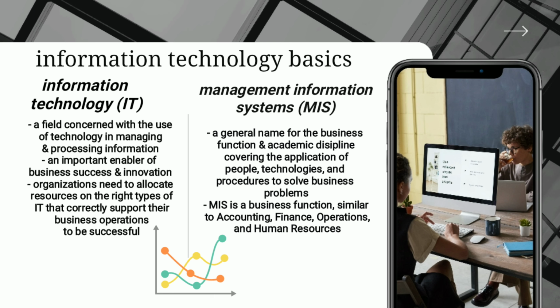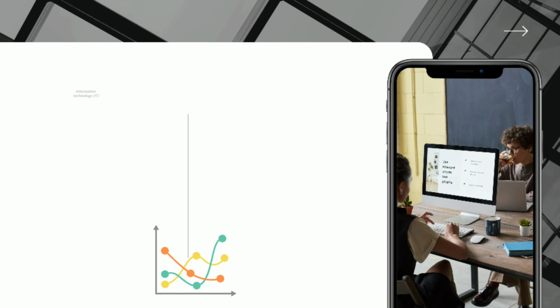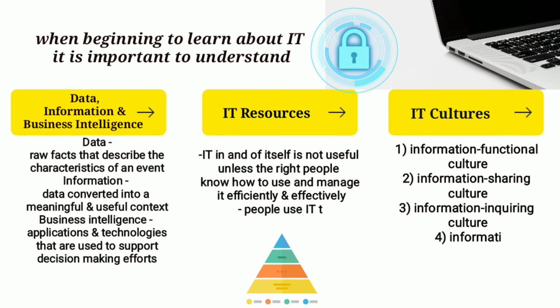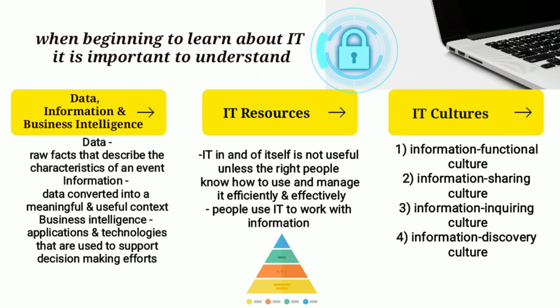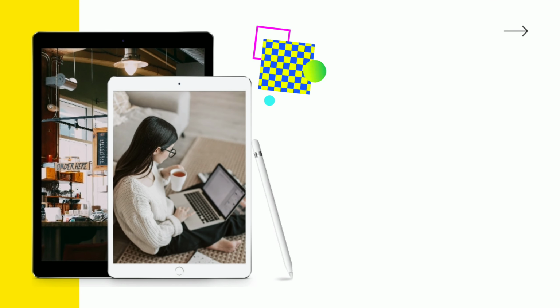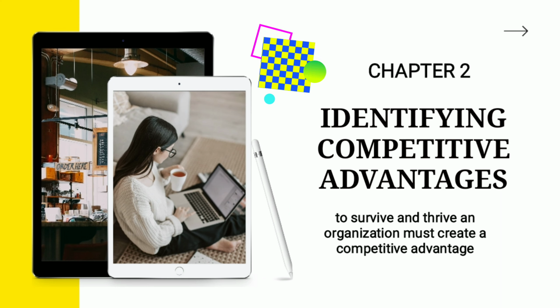IT is a field concerned with the use of technology in managing and processing information. Furthermore, MIS is a general name for the business function and academic discipline covering the application of people, technologies, and procedures to solve business problems. When beginning to learn about IT, it is important to understand data, information, and business intelligence, IT resources, and IT cultures.